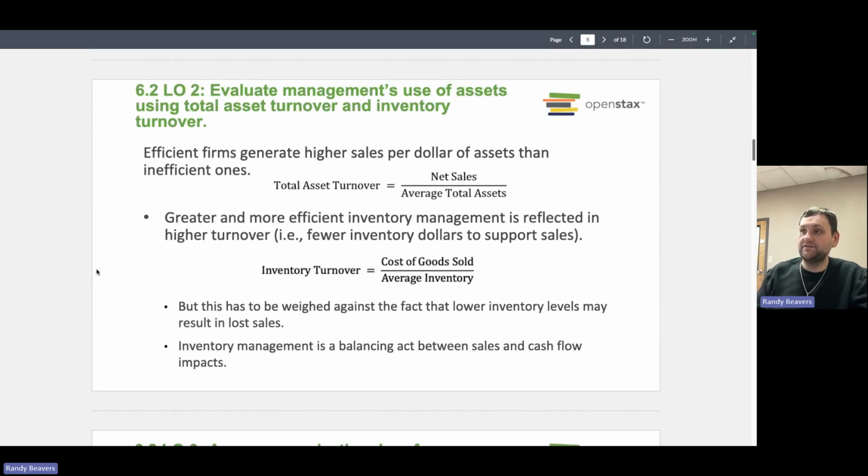So total asset turnover is defined as net sales divided by average total assets, and typically the higher the number, the better. And then looking at inventory turnover, this is your COGS, or cost of goods sold, divided by average inventory. Note that with inventory, it's a balancing act, because if you have lower inventory, you may lose sales because you can't meet the demand. And inventory management is also a balancing act between sales and cash flow impacts.